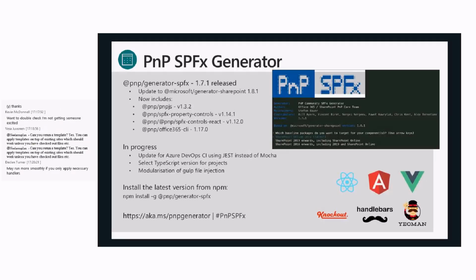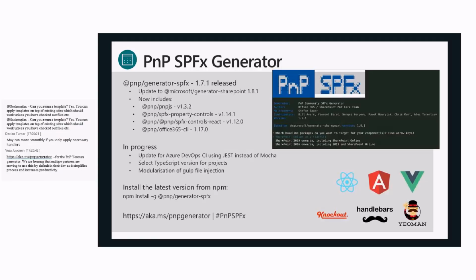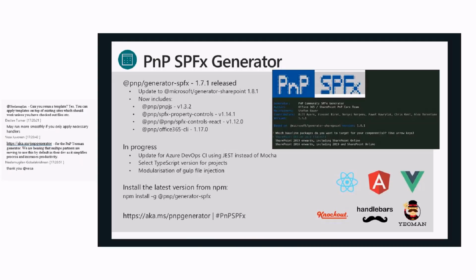And then in progress for this: updating the DevOps to use Jest instead of Mocha, selecting the TypeScript version for your project. So for folks that weren't aware, in one of the releases, I think 1.8.1, it was introduced that you can choose your own TypeScript version. The Yeoman generator is working on adding support for helping with that, and then modularizing the gulp file injection.